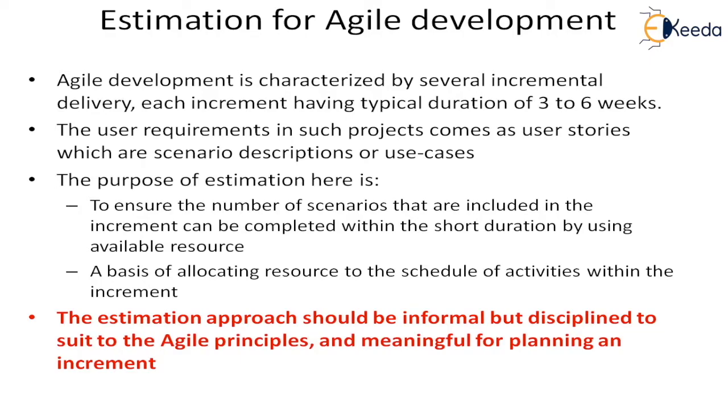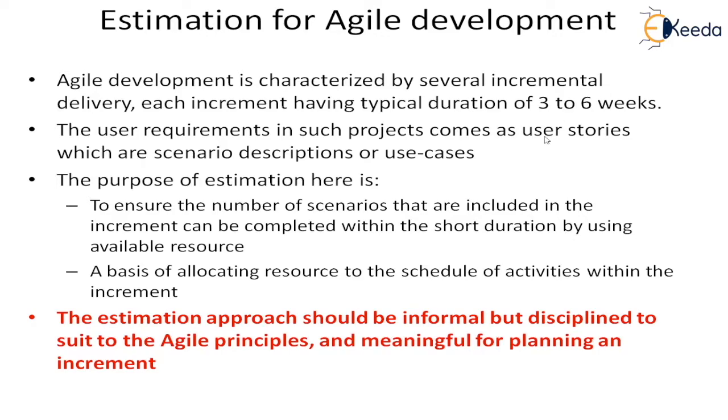And normally the teams are not very large. The user requirements in such projects come as user stories, scenario descriptions, or use cases. Now the project manager or the team has to ensure that the number of scenarios included in the increment can be completed within the short duration and with the available resources. So this is a constraint for them. The period is a constraint and the resources are always fixed.